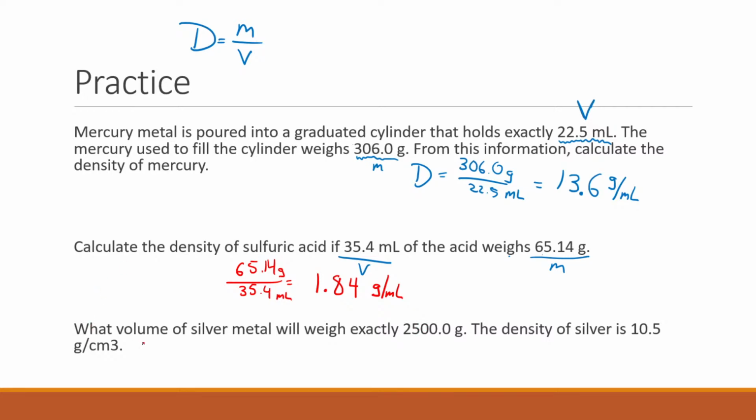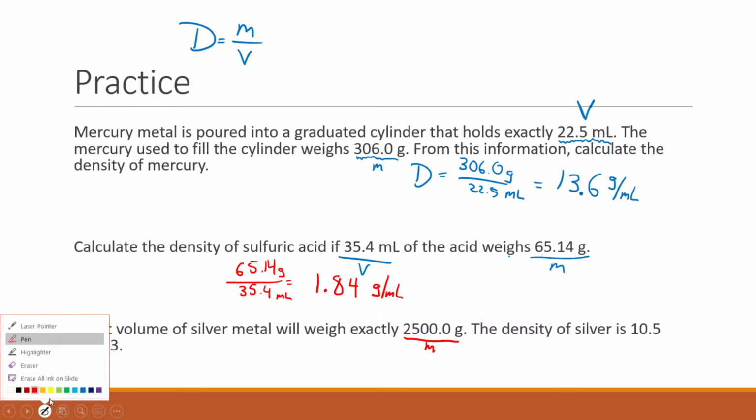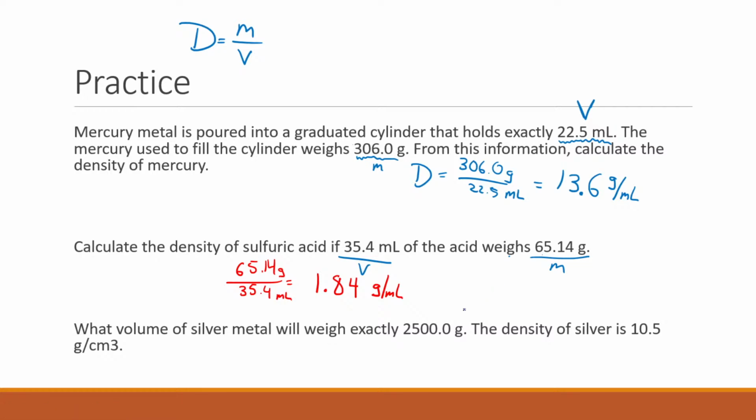For this last one, we are given a mass and also given a density. So this problem is set up a little bit different, right? Here we were given a mass and we were told a density. So here when we're setting up, we're not looking for density. We have density. We know density is 10.5 grams per milliliter. We know our mass, which is 2,500. And we're trying to solve for our volume.